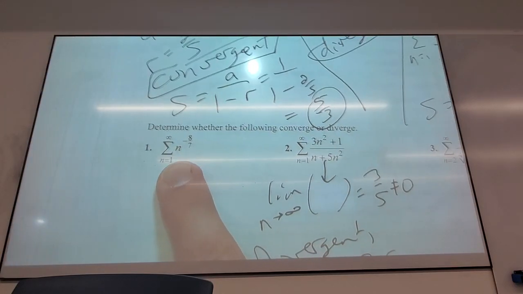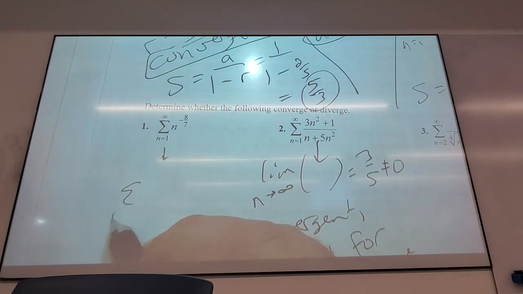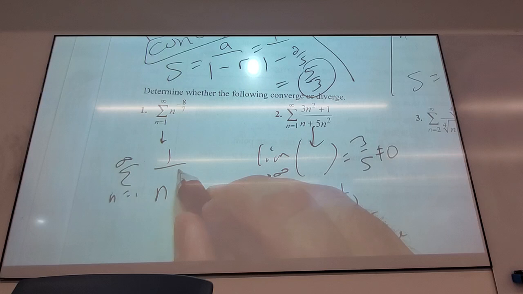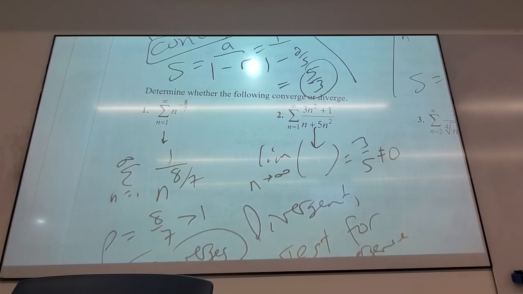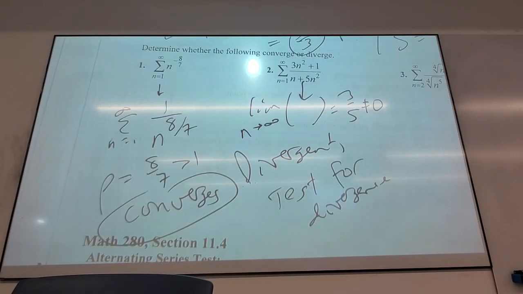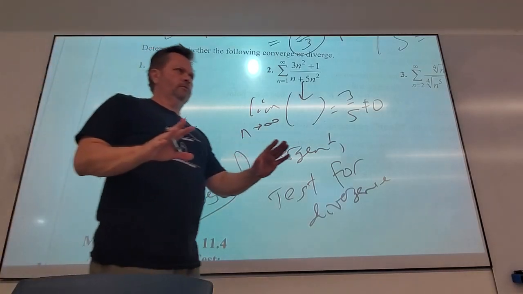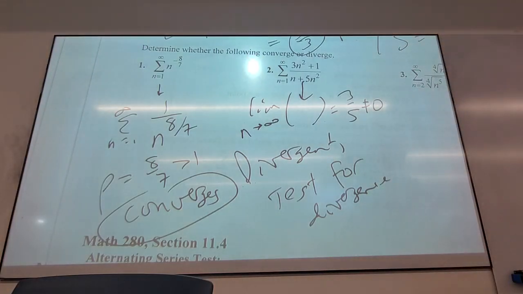What about this guy? It converges. Why? Because if we rewrite this, it would be 1 over n to the 8 sevenths power. So it's a p-series with p equal to 8 sevenths, greater than 1, so it converges. Is that cool? So again, we know p-series, we know geometric, we know integral test, we know test for divergence, we know 4 things.